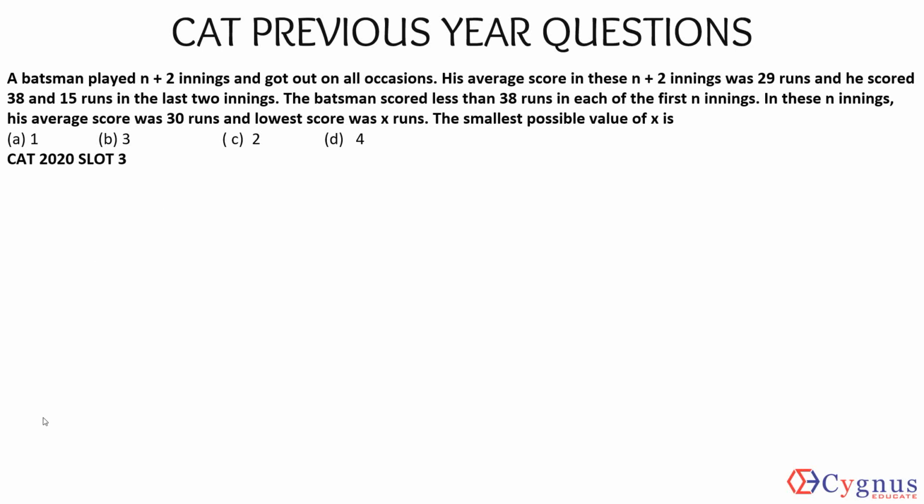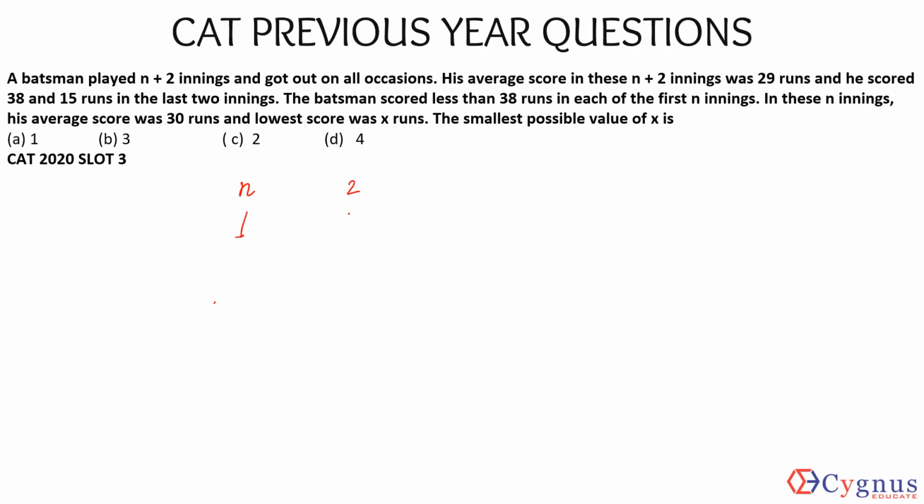It's a question of CAT 2020, slot 3. Fine. What's given here? A batsman played N plus 2 innings and got out on all the occasions. His average score in these N plus 2 innings is 29, and he scored 38 and 15 runs in the last two innings. That means in the first N innings, I don't know how many runs he has scored.